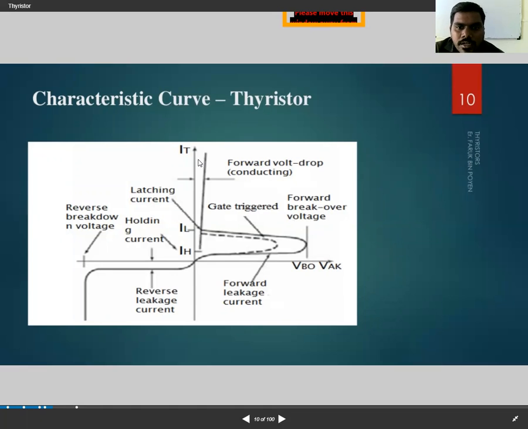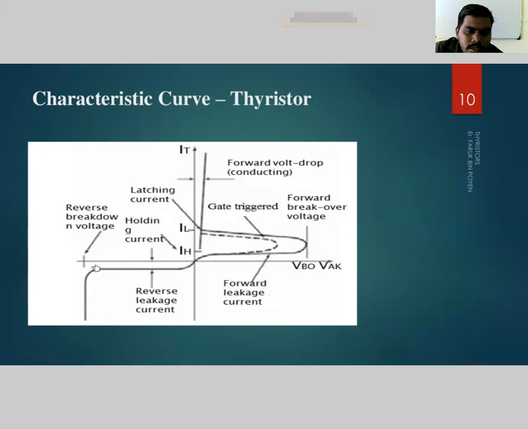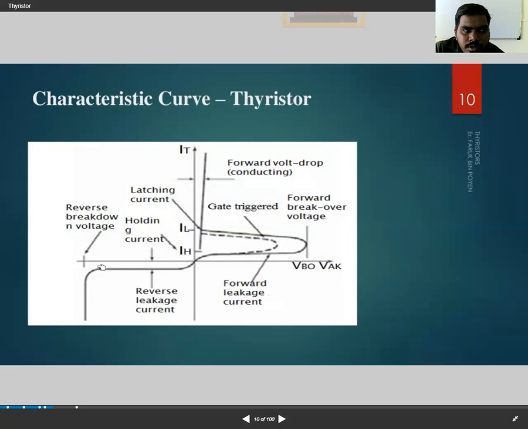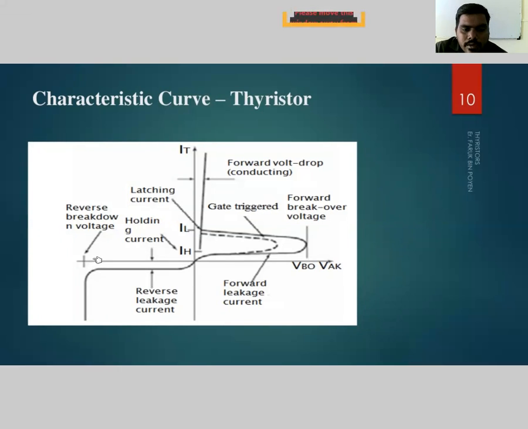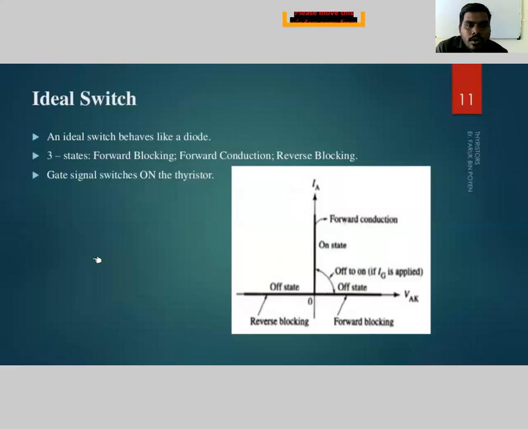When the SCR is conducting in the forward direction, this is how the graph is shown, and this is the reverse leakage current and reverse breakdown. Similarly, in the forward direction there is a forward breakdown. Similarly, in the reverse direction also there will be a breakdown. If we increase the reverse voltage beyond a certain value, VRBO, then the thyristor will not conduct.